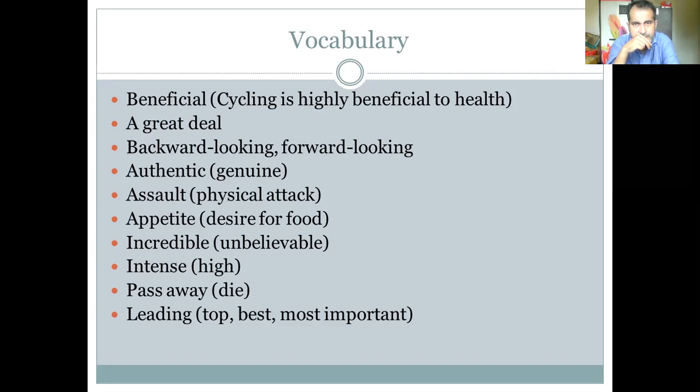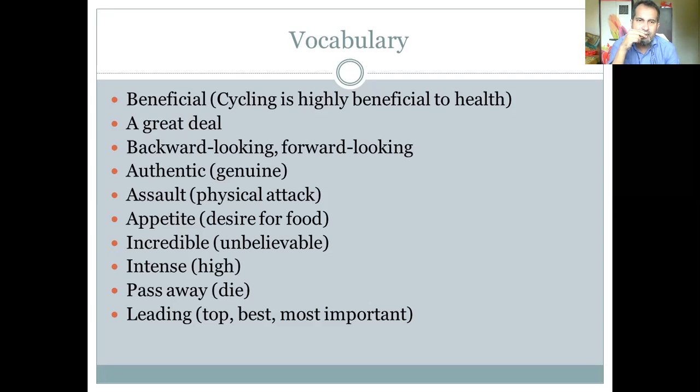Next word, appetite. Appetite, this is a noun. Appetite means desire for food. For example, you have completed your dinner and you have no wish for further meal or further food. So you are not empty stomach now. That means you do not have appetite for food.